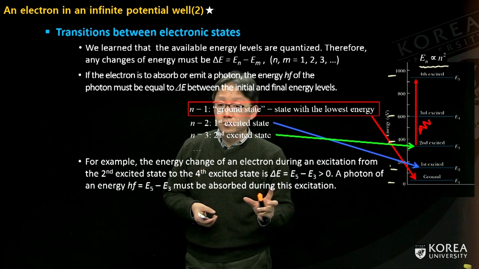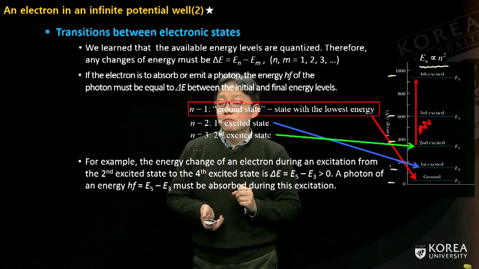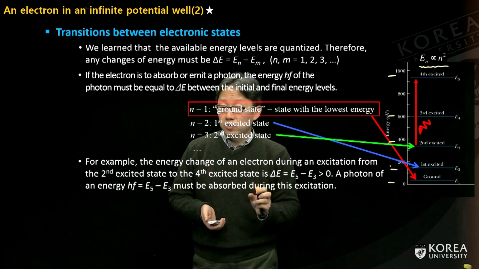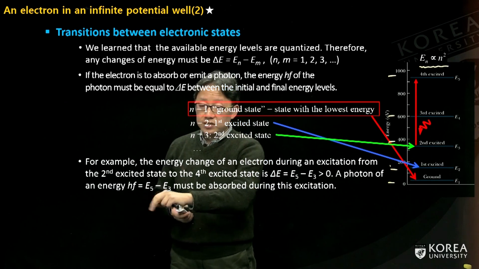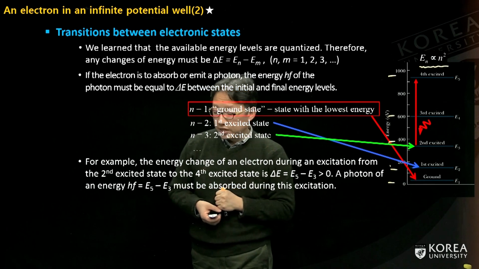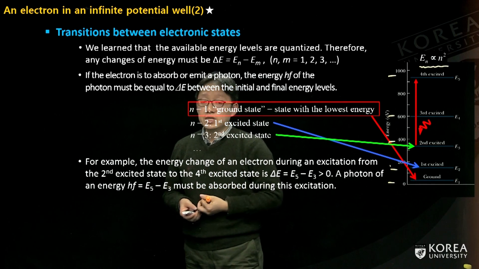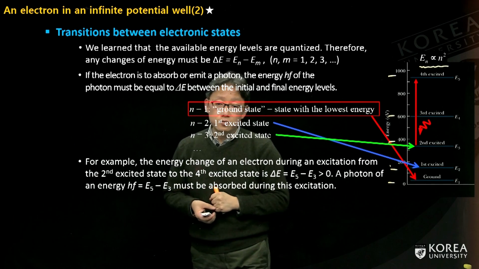That photon, of course, according to Planck's idea of the light quantum, must have the Planck constant multiplied by the frequency being equal to E5 minus E3.